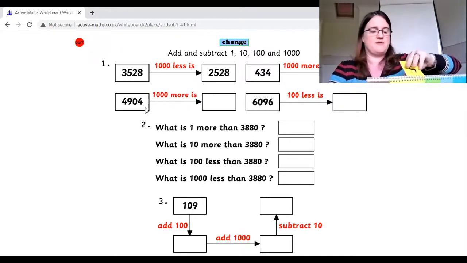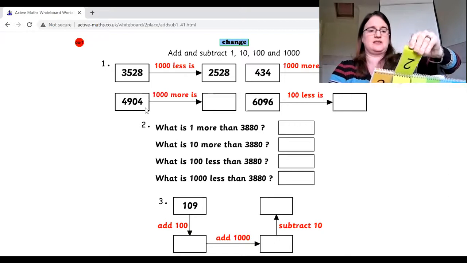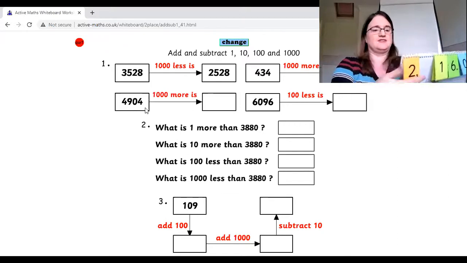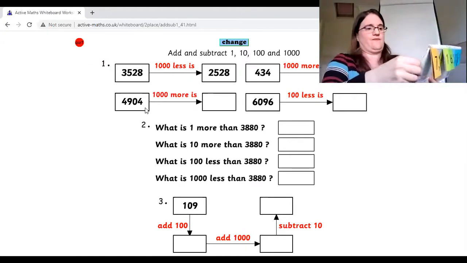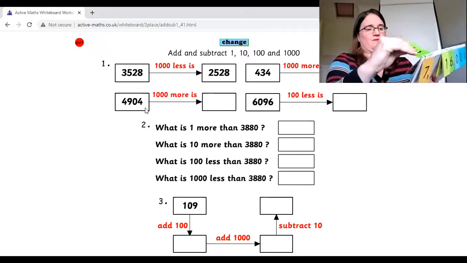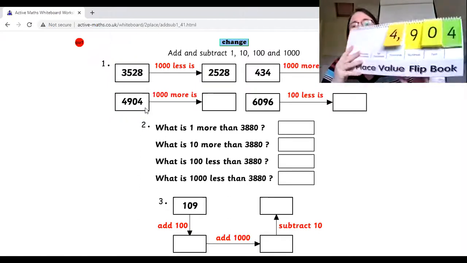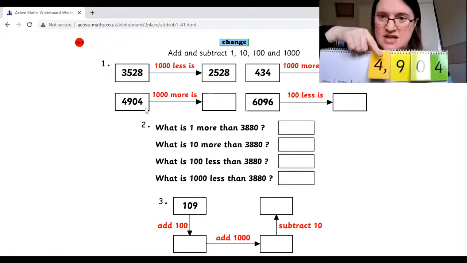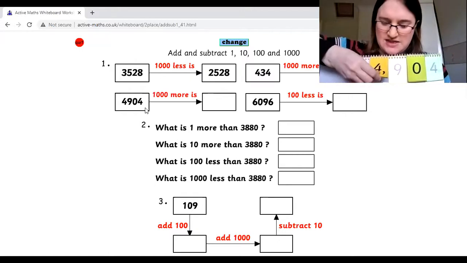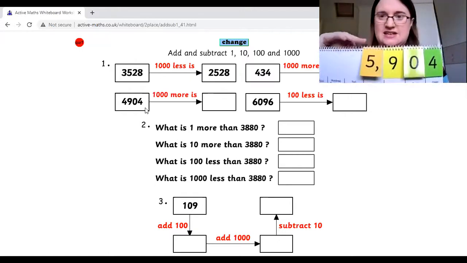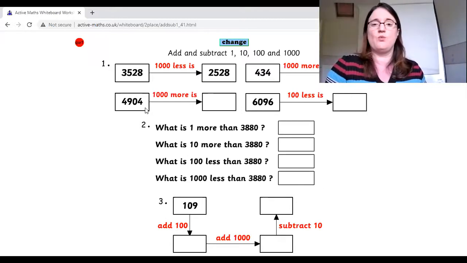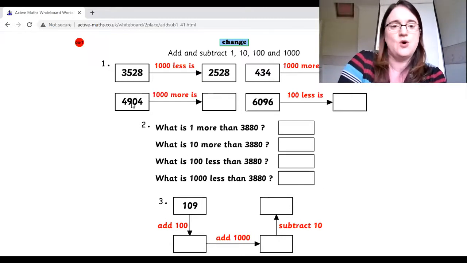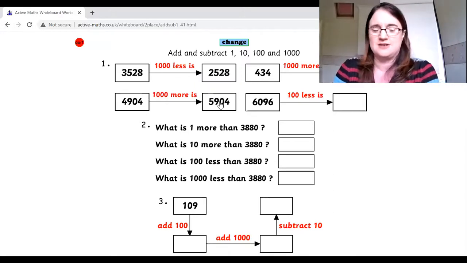4,904. So I start with my number again. So you're going to write that number in your book, and then you're going to have a think. What is happening now? So I want a 0 in there and a 4 in my units number. Here we go. Oh, 4's hiding. Here we go. 4,904, and I want 1,000 more. So it's this digit that's changing, isn't it? I want 1,000 more, and 1,000 more is going to take me to 5,904. So you need to look really carefully at the instructions to what is happening to your starting number. So 4,904 is going to become 5,904.